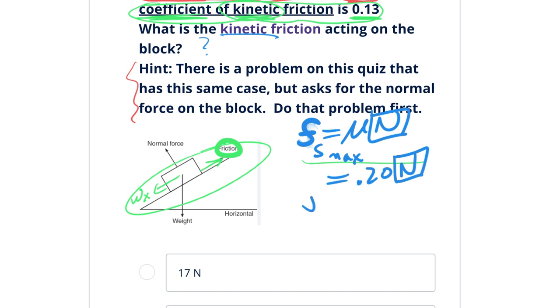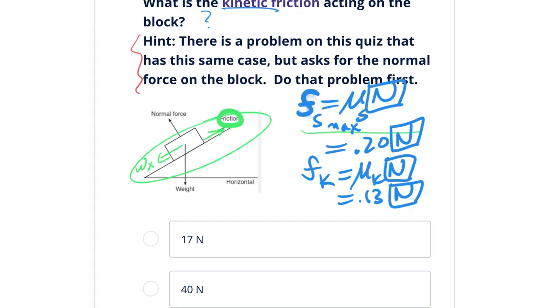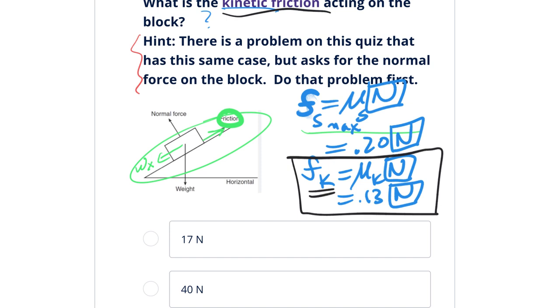Then I'm going to do the same thing with kinetic friction. That's mu k times n, which I have. So that'd be 0.13 times n. Actually, I didn't have to find Fs max because all they're asking me for is the kinetic friction. So it's very simple. I just had to use that equation. You're solving for the kinetic friction.